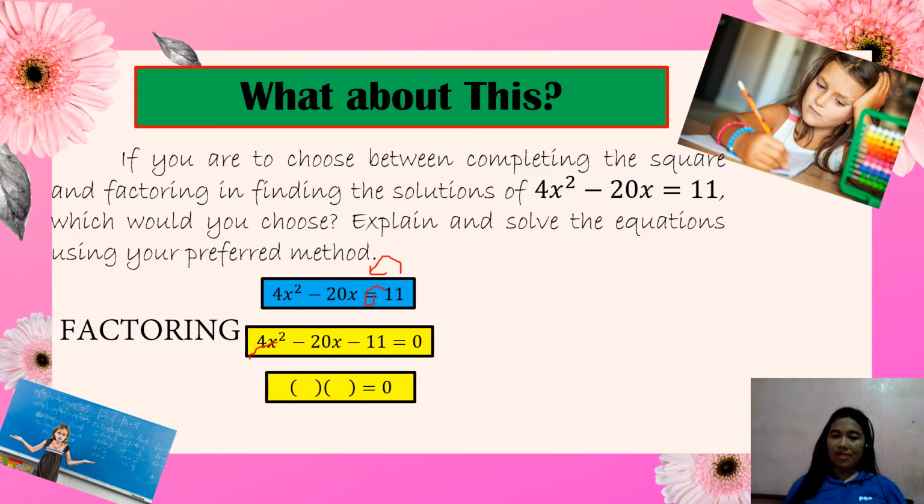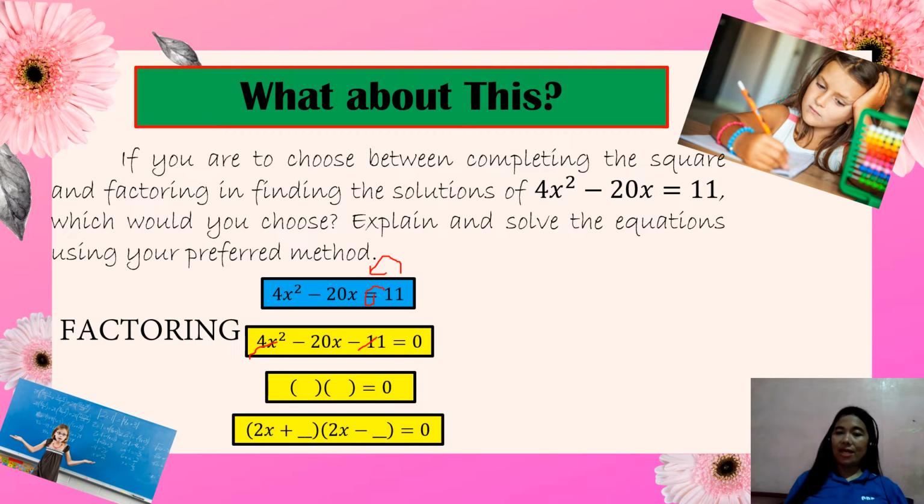And then remember that the sign that I have for the last term is negative. So there must be two unlike signs. So we're going to have 2x plus and minus. Now 11 has only two factors, 11 and 1. And then you have negative for the middle term. So I'm going to put in here the 11 and then 1. Let us just try if this is correct.